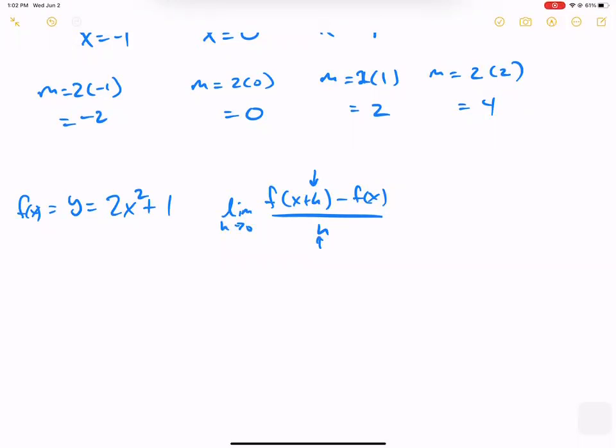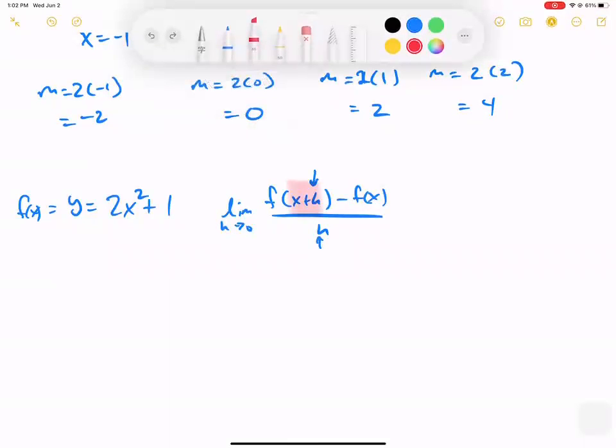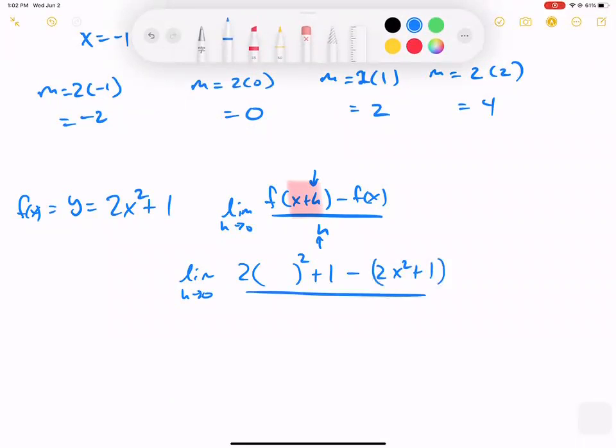So here's what we do. We say, hey, what is the function? The function here is 2x squared plus 1. So in the front, I'm going to plug in, please be aware, remember, x plus h. So in this problem, it's going to be the limit as h gets closer to 0 of 2 blank plus 1 minus 2x squared plus 1 all over h.